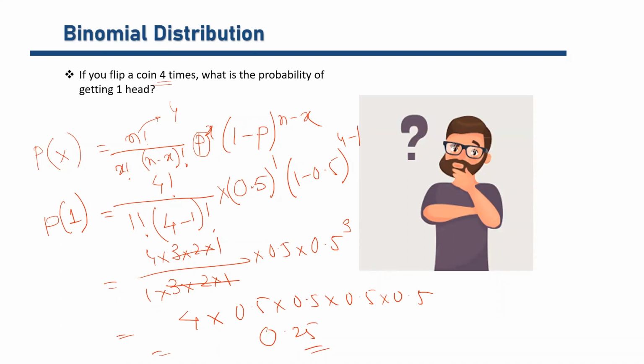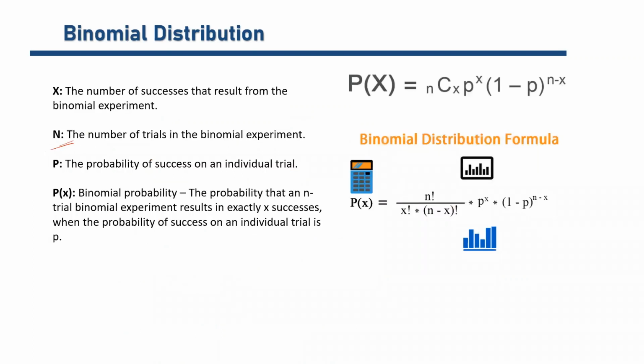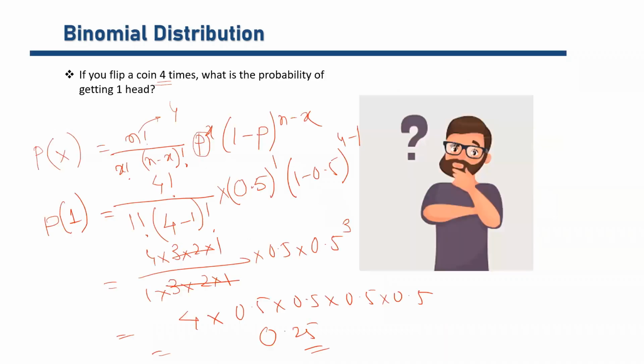And as I told you, you don't need to understand this formula or mug up this formula. What you will do is use Python to find out the answers. So I hope this is clear. If you flip a coin 4 times, what is the probability of getting one head? The probability of getting one head is 0.25.